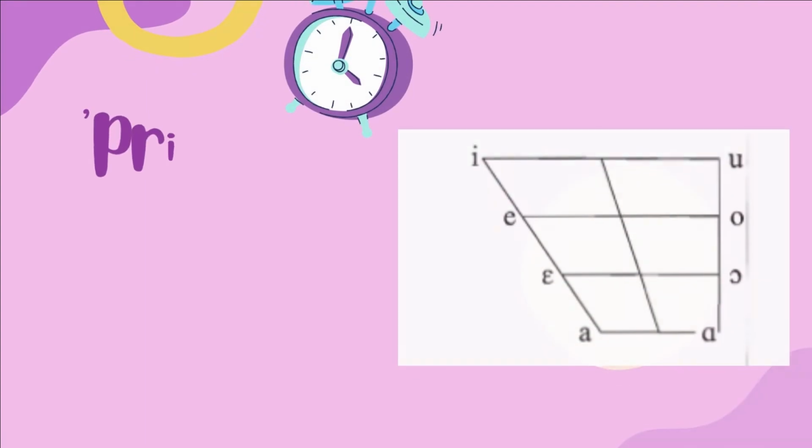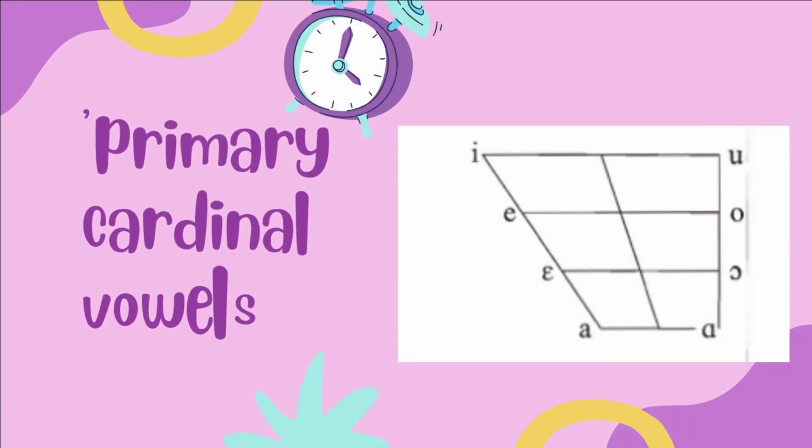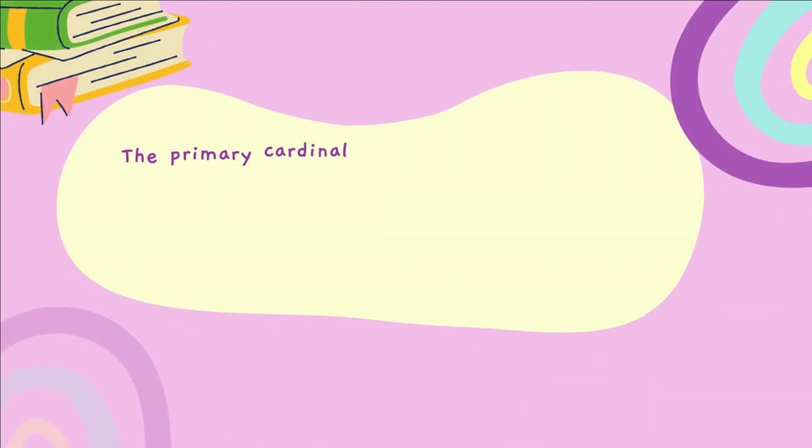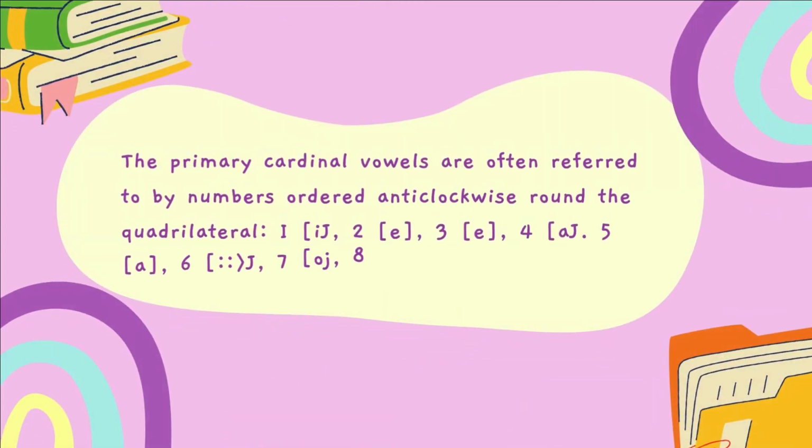The descriptions of the primary cardinal vowels outlined above differ slightly from that of the English phonetician Daniel Jones, who first defined them, but is in accord with a widespread conception of them today. The primary cardinal vowels are often referred to by numbers ordered anticlockwise around the quadrilateral.